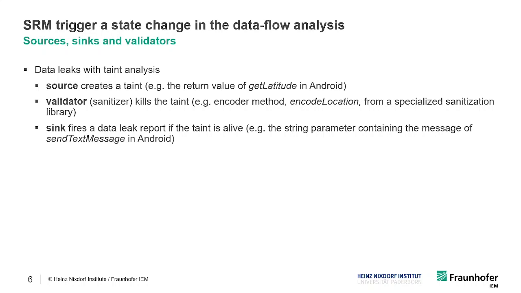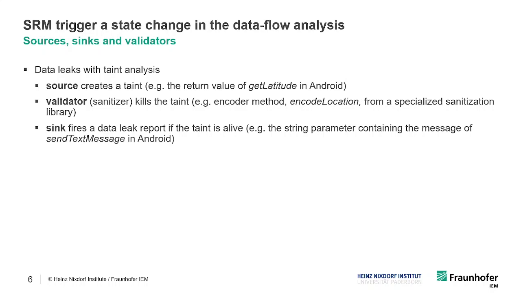A typical validator in this context would be a sanitization method or sanitizer. A sanitizer will so-called kill the taint. In this case, that could be some kind of encoder method. Let's say we have an encode location from a specialized sanitization library. Usually these validators, like the sanitizers, are provided from specialized libraries, and they are written by experts.